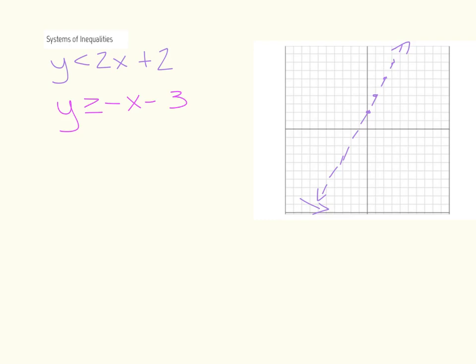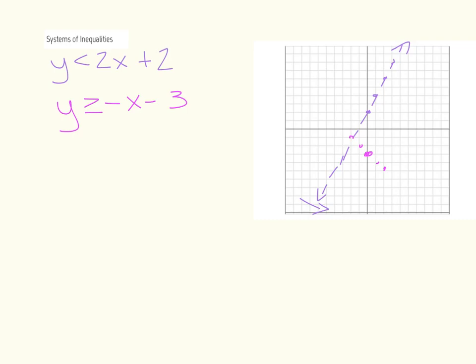So y is greater than or equal to negative x minus 3. So my y-intercept would be negative 3. So you go on the y-axis to y equals negative 3. And then my slope is negative 1. So down 1 over 1, down 1 over 1. And you can go back the other way also.